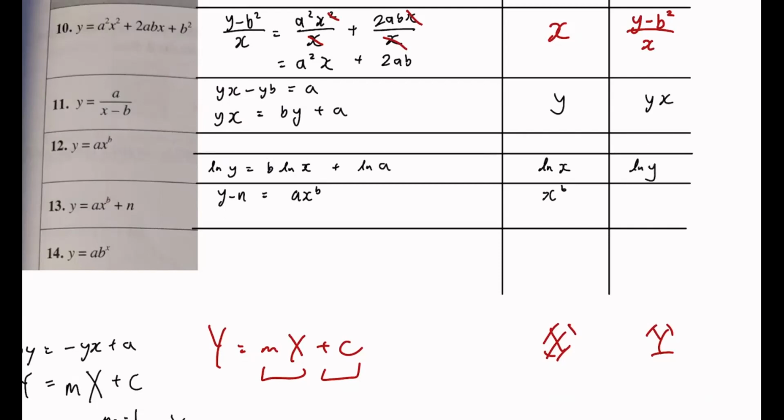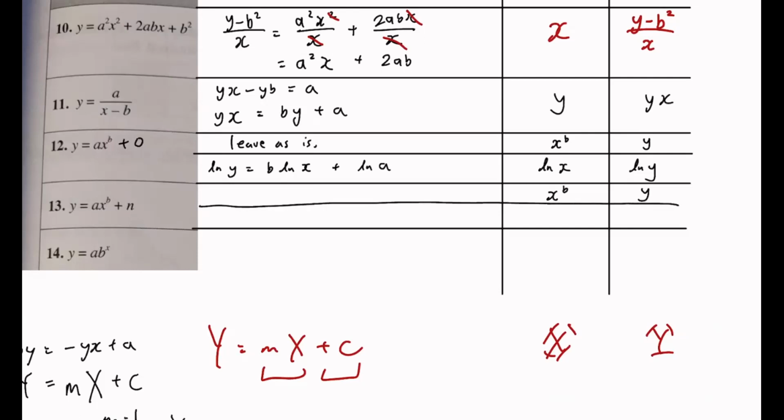Then the top one you can actually just leave as is. Just think of it as plus 0. So you get capital X being x to the power b and capital Y being y. Then this other number 13 will also be the same pattern. You just leave your capital Y as little y, capital X as x to the power b.